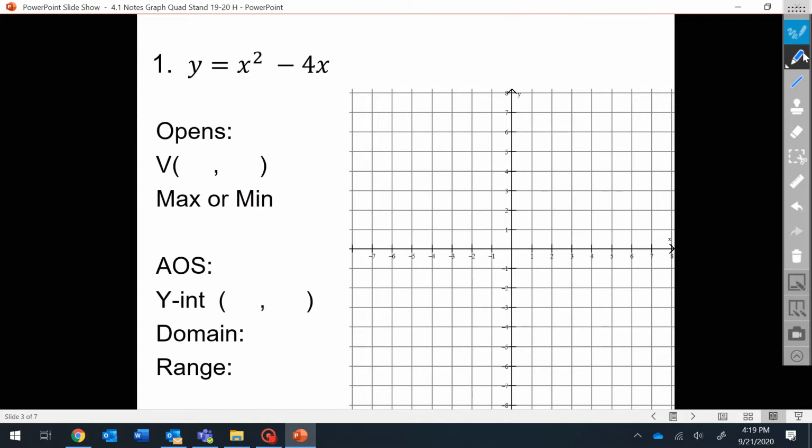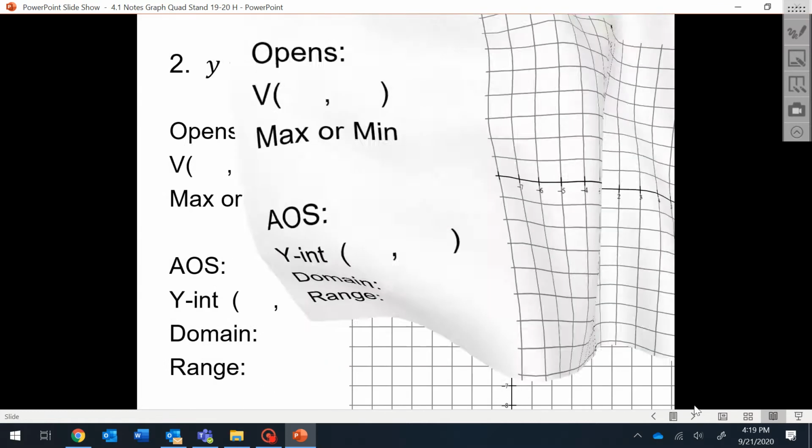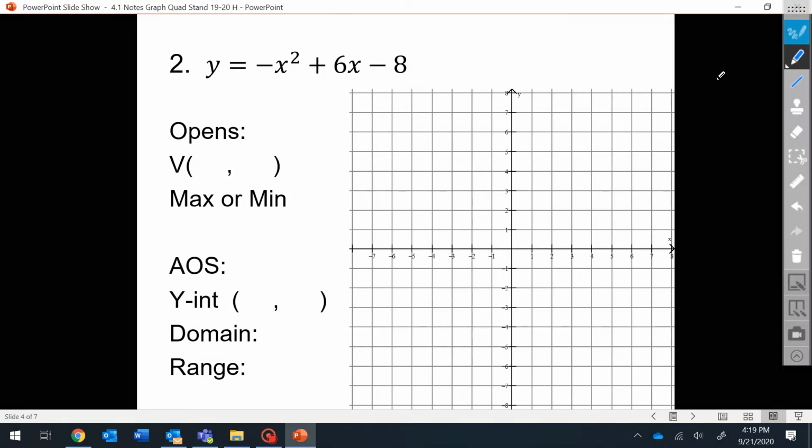So let's look at another one. y is equal to -x squared plus 6x minus 8. Let's identify our a, b, and c. A is -1, b is 6, c is -8. It opens down because a is negative, which means that the vertex, whatever it is, is going to be a maximum value.